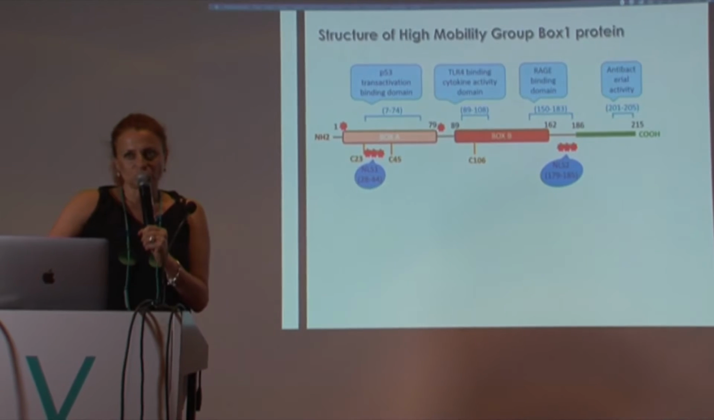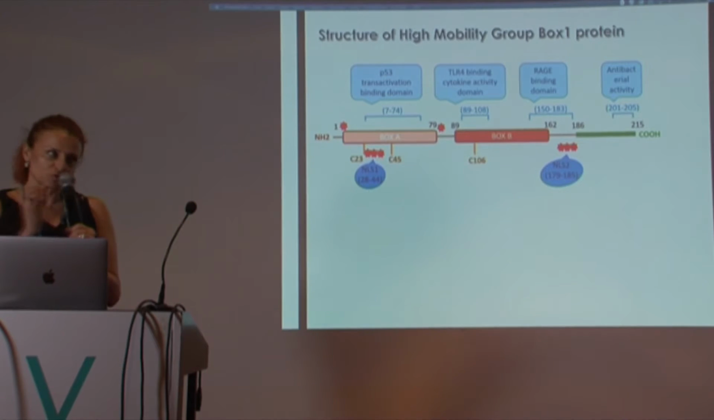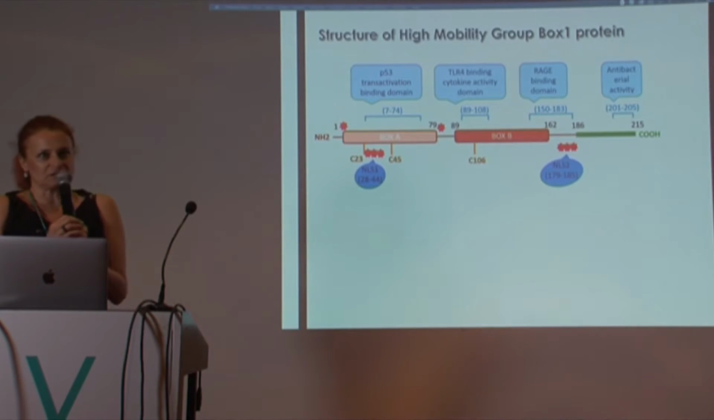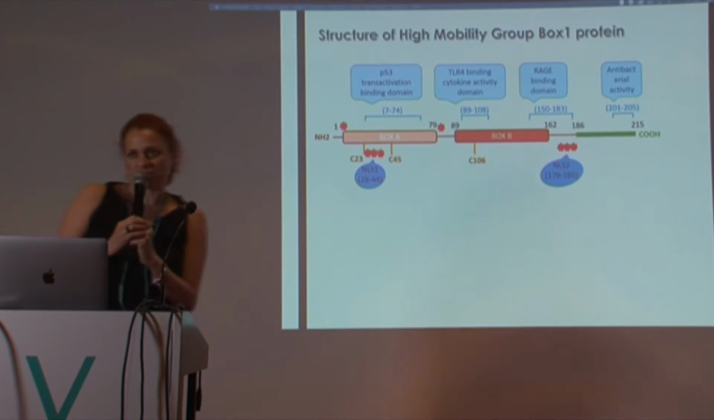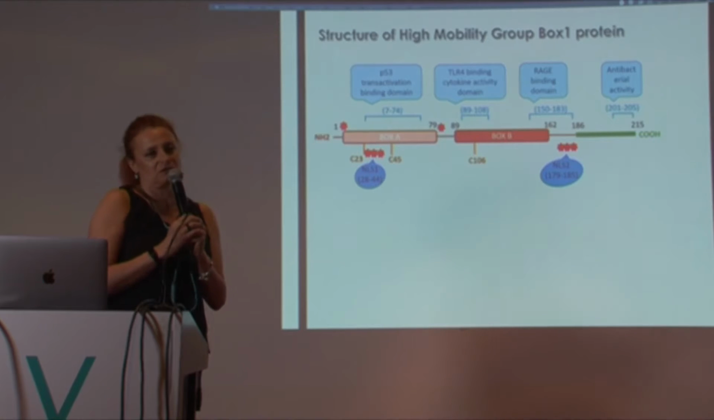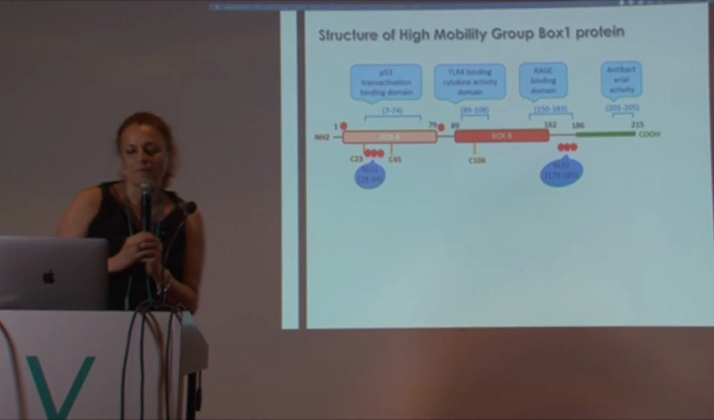I want to stress something. HMGB1 is a very abundant protein. Normally, in normal eukaryotic cells, you have one molecule of HMGB1 at each 10 nucleosomes. Why? We have to keep this in mind.